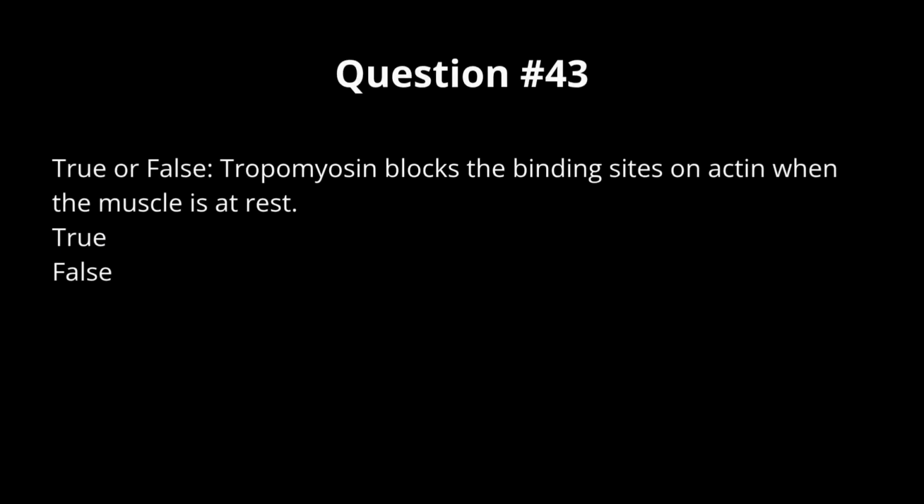Question number 43. True or false? Tropomyosin blocks the binding sites on actin when the muscle is at rest. The correct answer is true. Tropomyosin covers actin's binding sites until calcium binds to troponin and shifts it away.